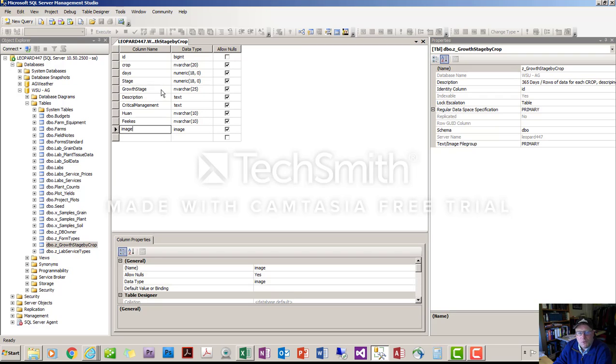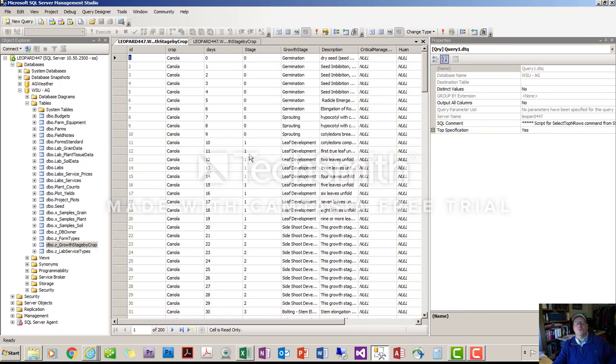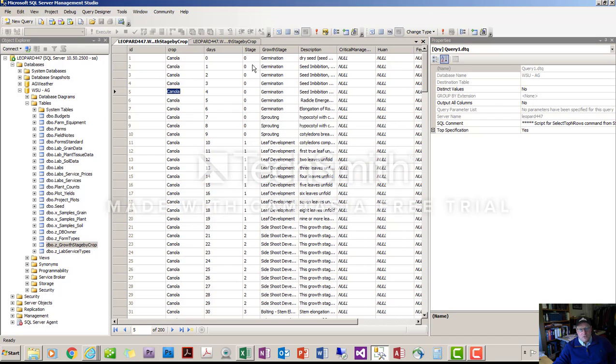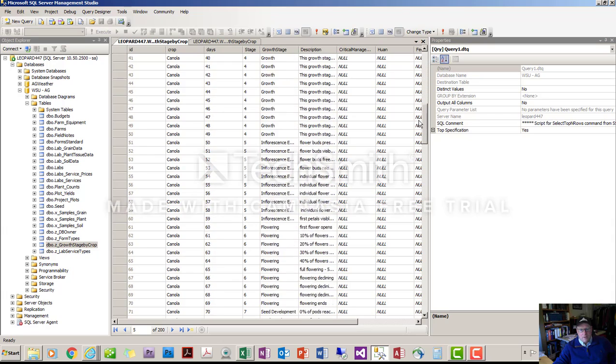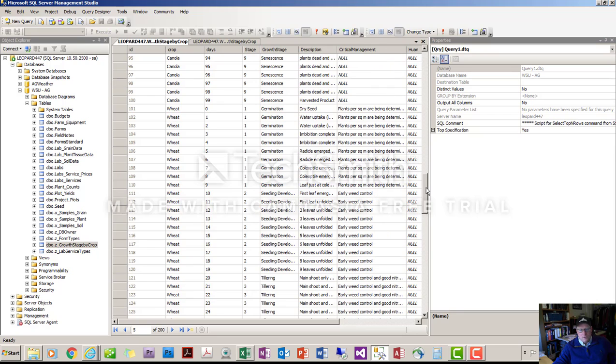of growth. But most importantly, the idea behind this table, growth stage by crop, is that it's going to be a reference table which corresponds to field management of a research plot. If you take a look here, I haven't entered any of the critical management components for canola yet, but it shows the growth stage for canola: germination, sprouting, leaf development, etc. And then for wheat, I have entered some critical management notes in here.